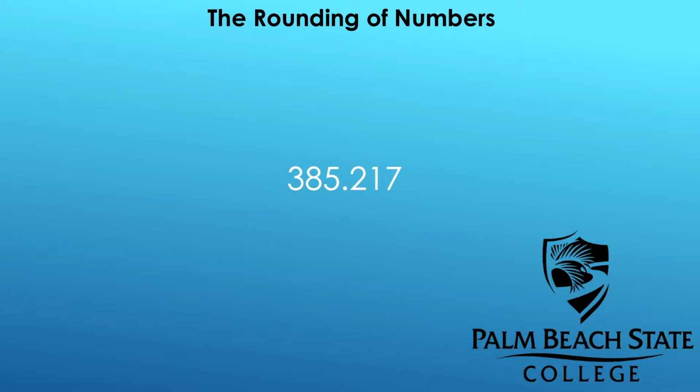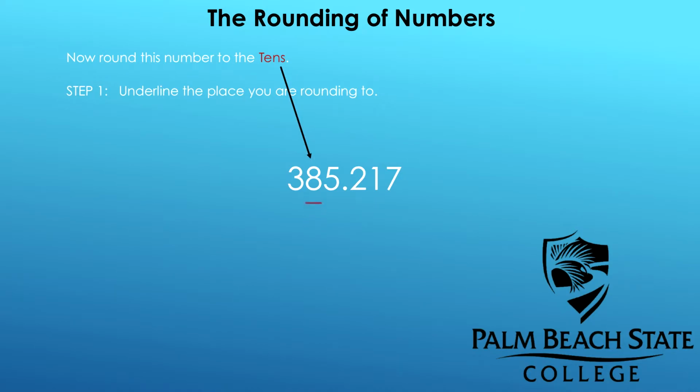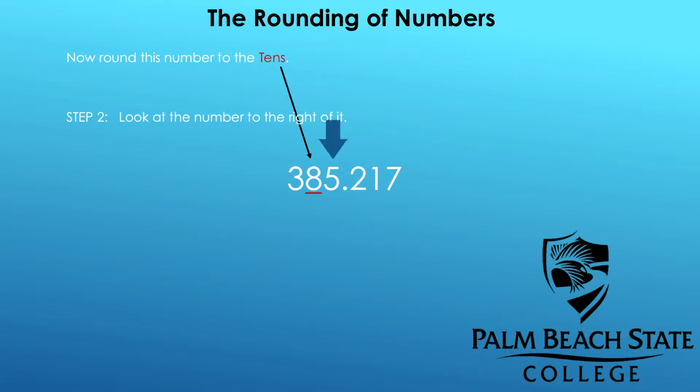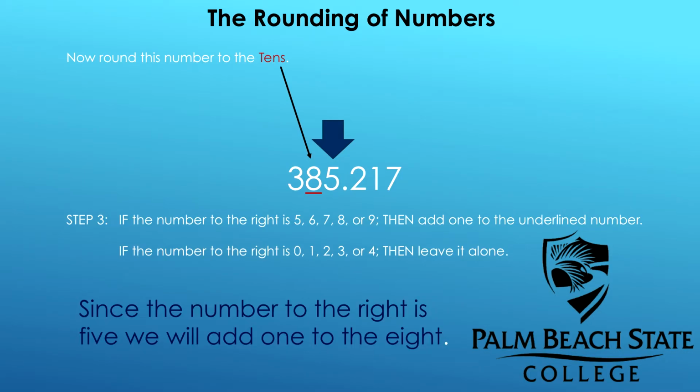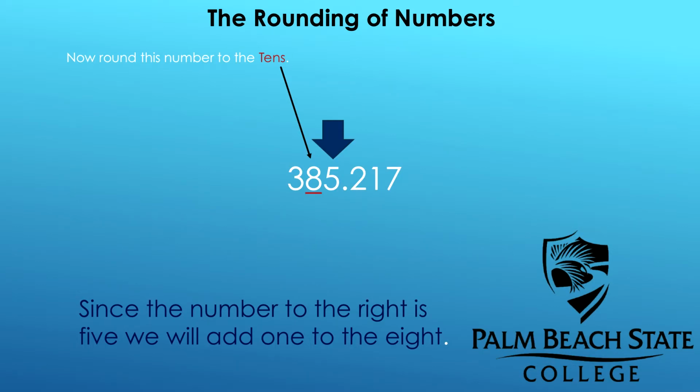So let's look at that number again, 385.217. This time I want to round it to the tens place. Underline the place we are rounding to, and it's the digit 8 that is in our tens place. So we underline the 8. Look at the number to the right of it. In this case, it is a 5. And again, it's decision time. If the number to the right is a 5, and it is, we're adding 1 to the underlined number. So that 8 is going to become a 9.